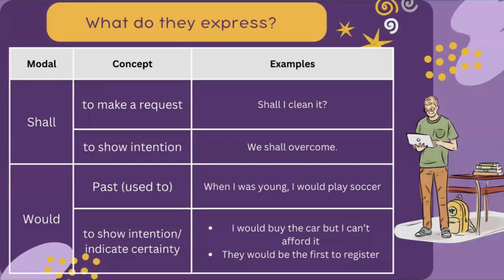Next modal auxiliary is would. Would is used to talk about past habits. For example, when I was young, I would play soccer. It is also used to show intention or to indicate certainty. For example, I would buy the car, but I can't afford it. Or they would be the first to register.